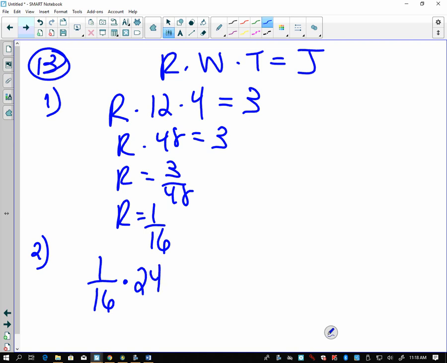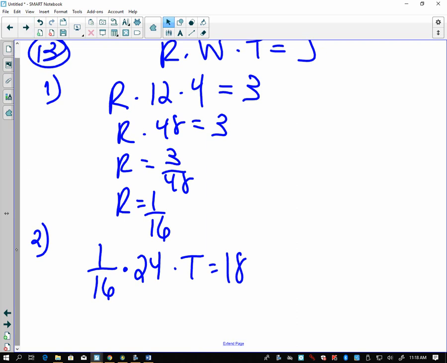24. So keep in mind, it won't always be the same number of guys. We're going to solve for time. We want to know how long it's going to take them to do 18 acres. All right. So first thing we're going to do, 24 times 1 divided by 16.